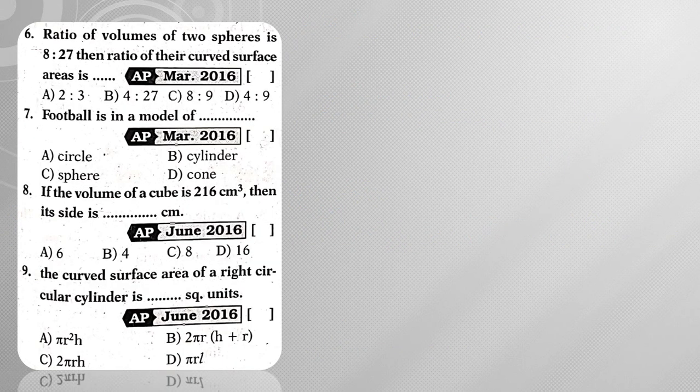The ratio of volumes of two spheres is 8 is to 27. Then the ratio of their curved surface areas is. For this, first of all, you need to write down the volume formula. The volume of a sphere is given by 4/3 pi r cube. Here 4/3 pi is nothing but a constant. That means the volume of a sphere is directly proportional to the cube of the radius.